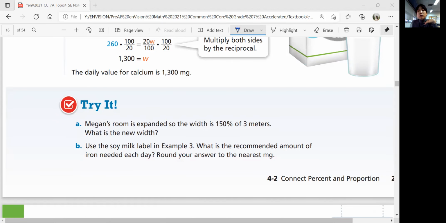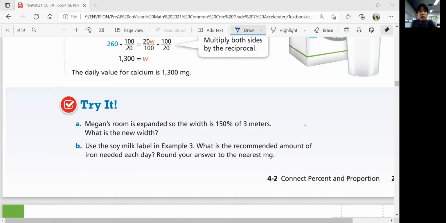So let's try a question. See if you can solve them by yourself. Come back when you have answers. Megan's room is expanded, so the width is 150% of 3 meters. So it's expanded, it gets bigger. What is the new width?